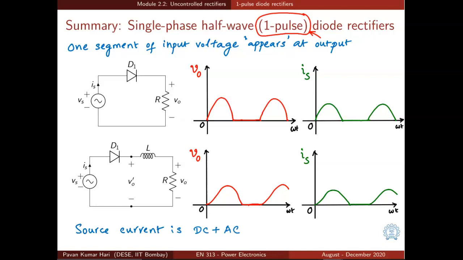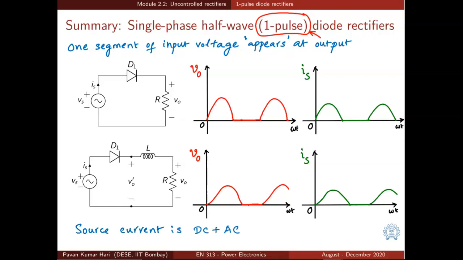What do we observe? We observe that one segment of input voltage is appearing at the output directly or in a kind of distorted form. So in the first case, the positive half cycle of input voltage is directly appearing across the output and the negative half is not appearing. So one segment is appearing at the output. And in the second case, one segment is appearing at the output but in a modified form. That is why these rectifiers are also known as 1 pulse rectifiers, and since diodes are used, we are calling them 1 pulse diode rectifiers here.